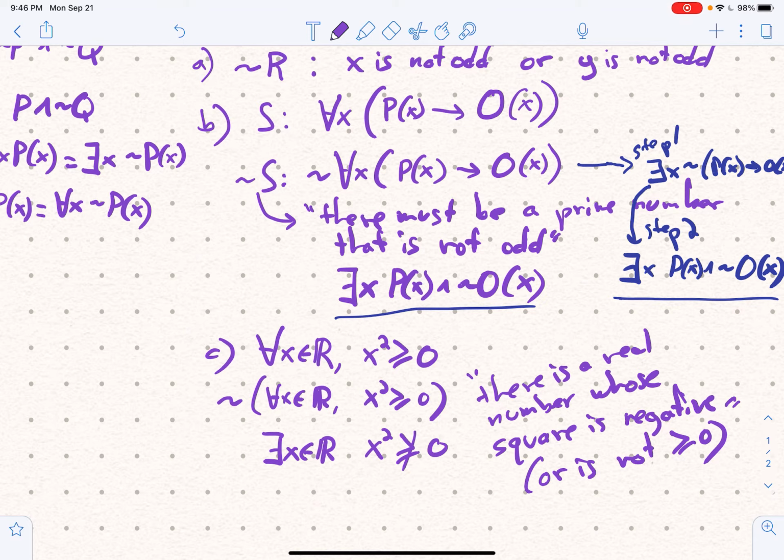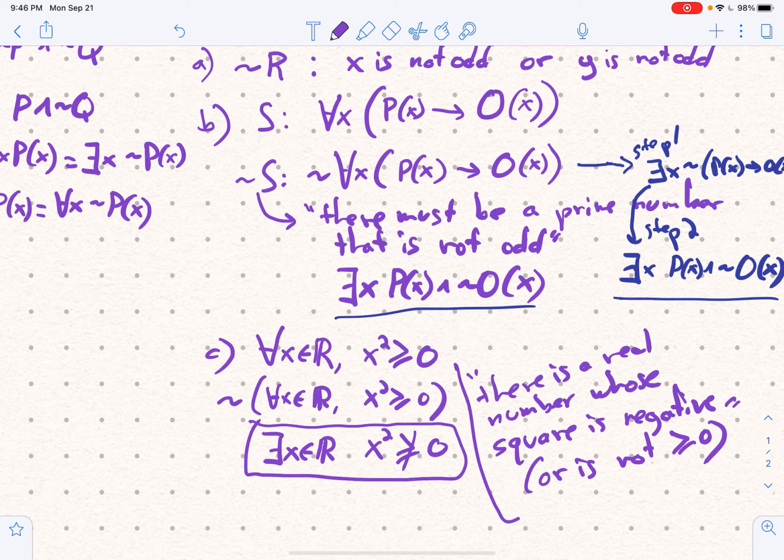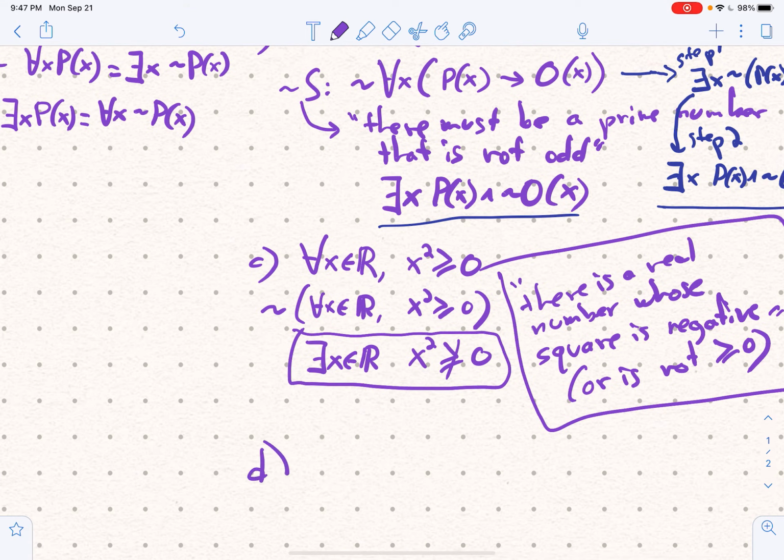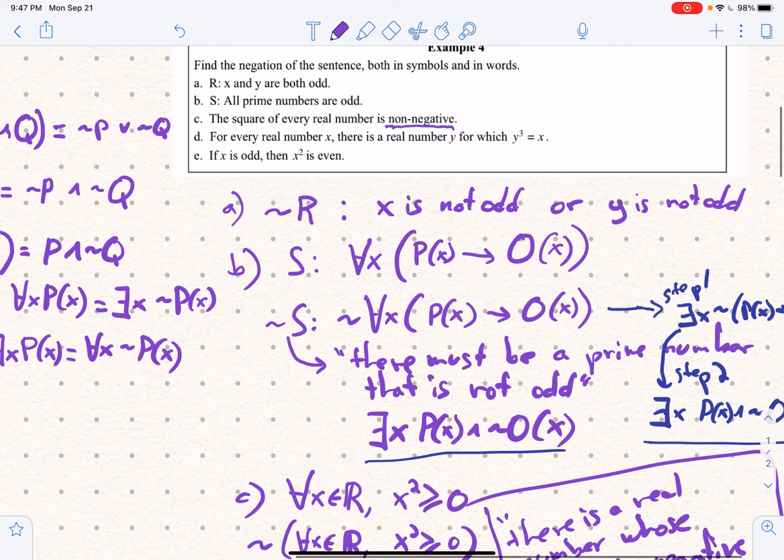Okay. So here's our final answer in symbols. Here it is in words. All right, let's take a look at D. For every real number x, there is a real number y for which y cubed equals x.